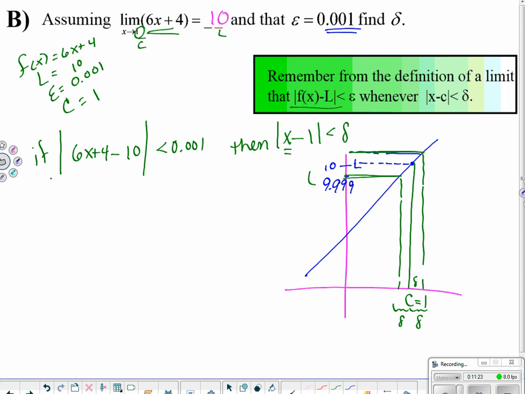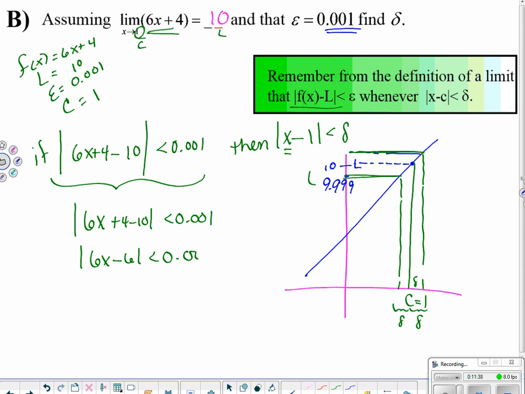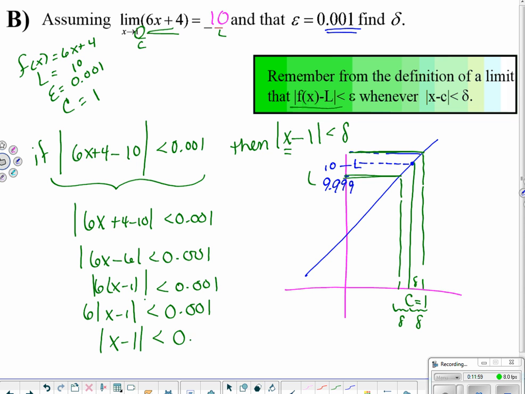So let's start with this outcome. |6x plus 4 minus 10| is less than 0.001. That means |6x minus 6| is less than 0.001. Factor out a 6, that gives us 6 times |x minus 1|. Factor the 6 out, it comes out as a positive. And then we're going to divide both sides by 6.